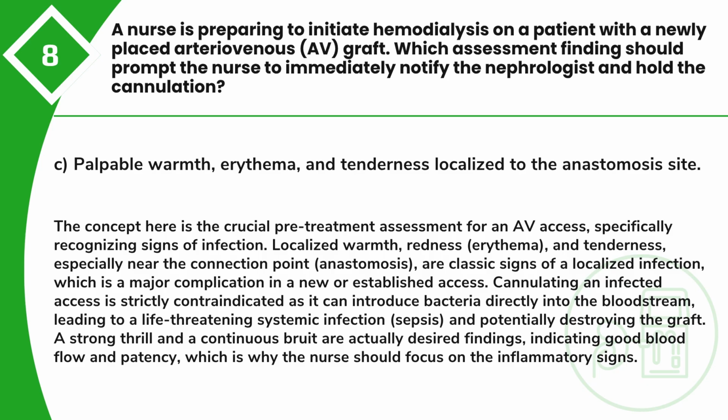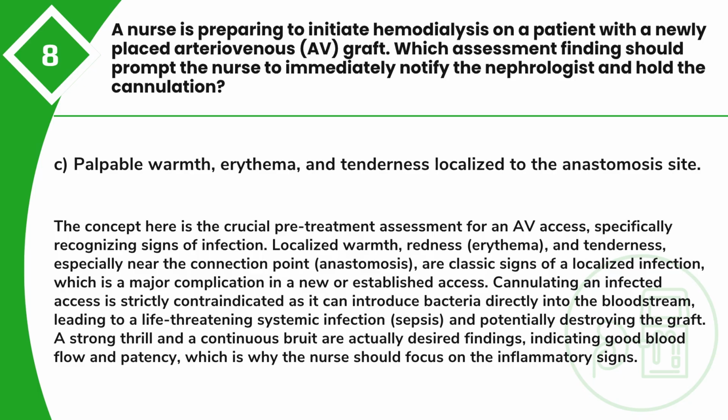Answer: C. Palpable warmth, erythema, and tenderness localized to the anastomosis site. The concept here is the crucial pretreatment assessment for an AV access, specifically recognizing signs of infection. Localized warmth, redness, erythema, and tenderness, especially near the connection point, anastomosis, are classic signs of a localized infection, which is a major complication in a new or established access.